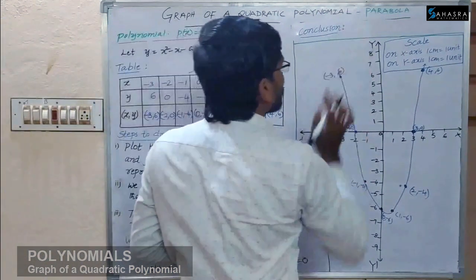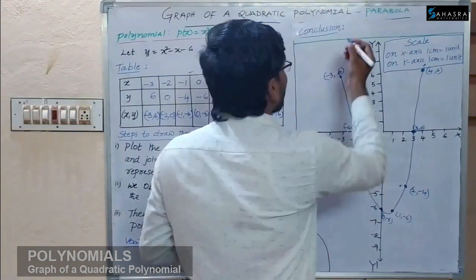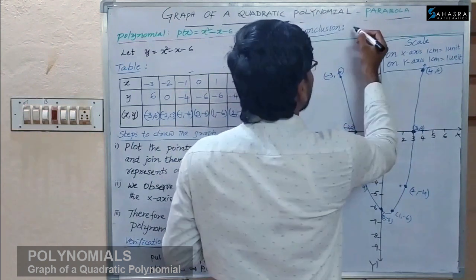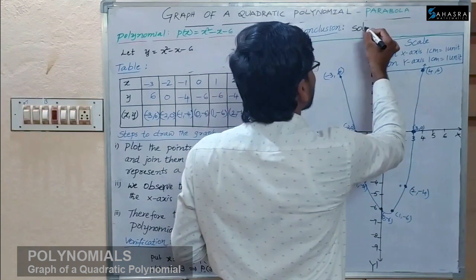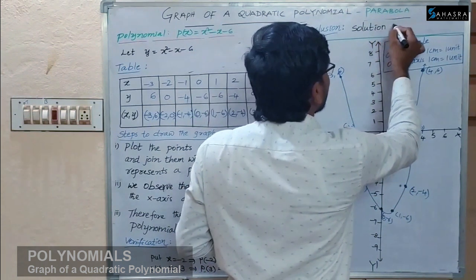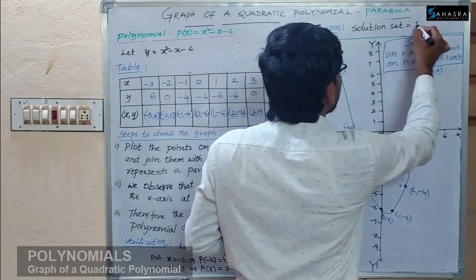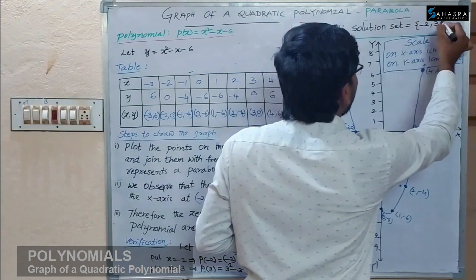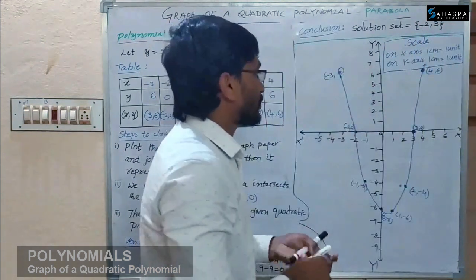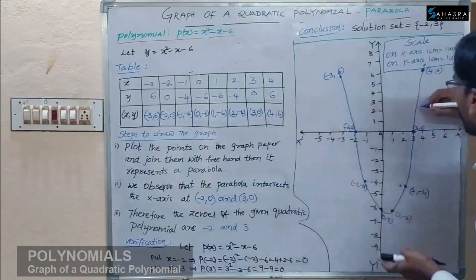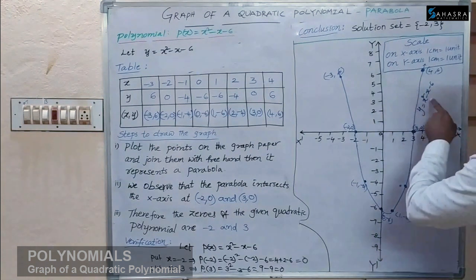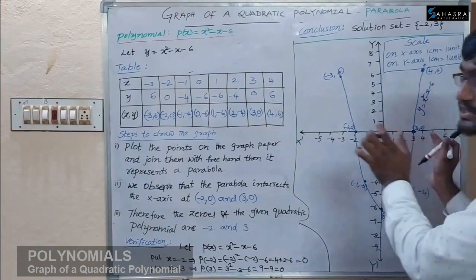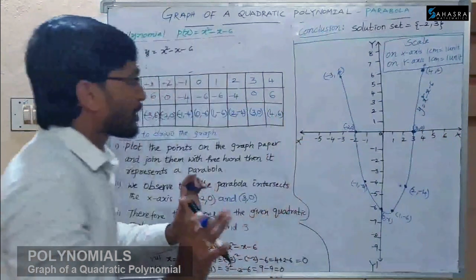Next, conclusion. In the conclusion we have to write the zeros, that is nothing but the solution set. So the solution set is equal to the set of minus 2 comma 3. These are the zeros. It is the graph of the polynomial y is equal to x square minus x minus 6. We must mention that y is equal to x square minus x minus 6. This is the graph of the quadratic polynomial.